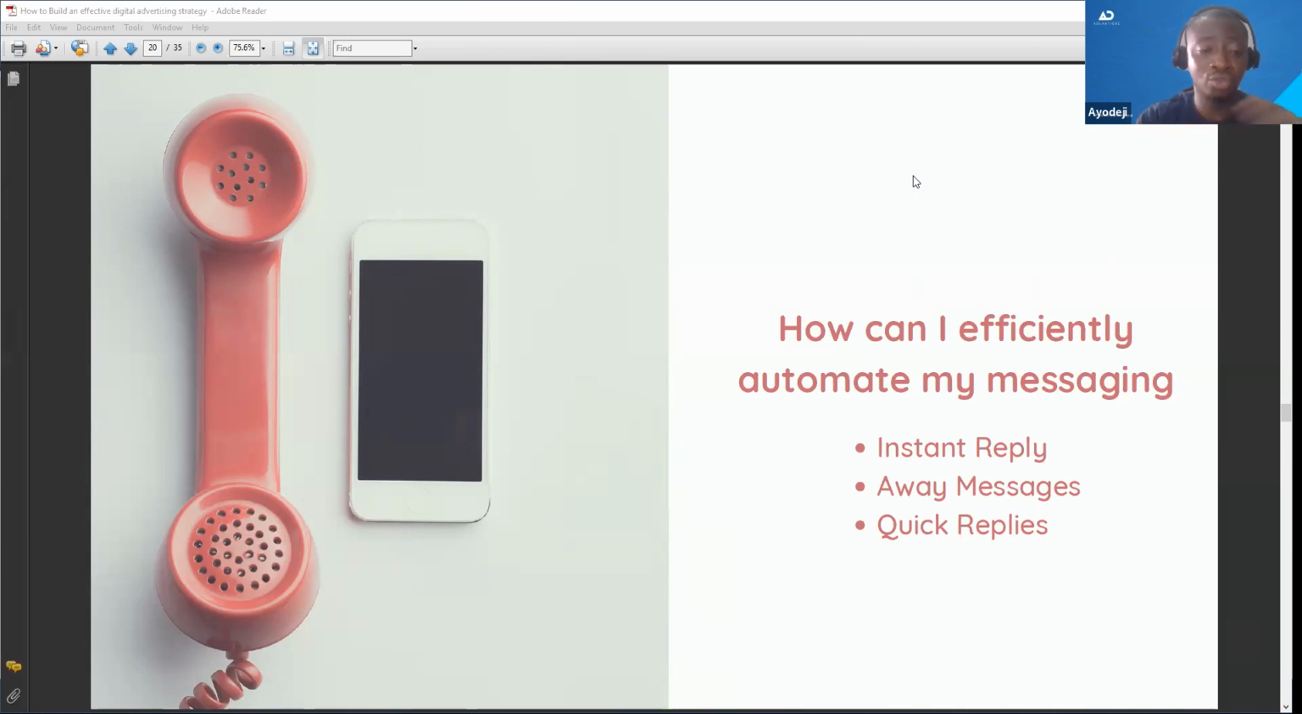You're trying to create structure. Some people will chat you at 12 midnight if you let them, but your away message will automatically kick in and tell them, we are not here right now. We'll answer your question on our next business day. On WhatsApp Business, you can set up an away message. It gives you a time. You can set where our working hours are between this time and this time. Anybody that sends us a message after that working hours, they will get your away message.